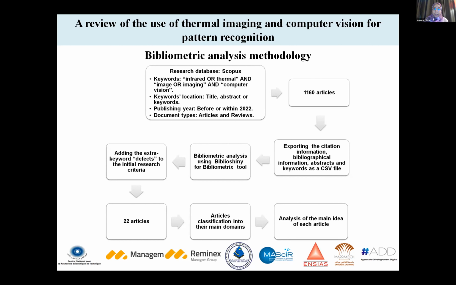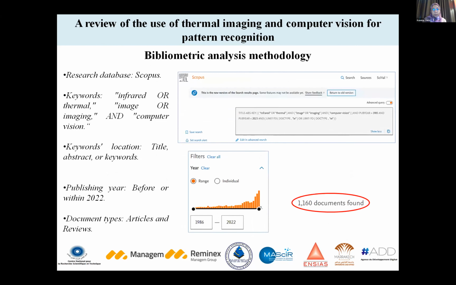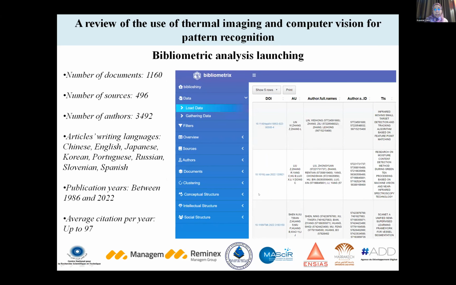So I'll start with the results of the first part of the analysis, which is the global one. Here I just show the research on the Scopus database and then the data import into the BiblioShiny tool. As I've said, the number of documents is 1,160, which cannot be analyzed article by article.